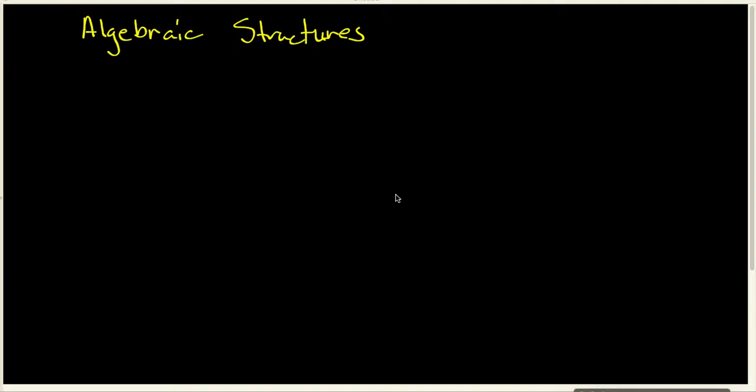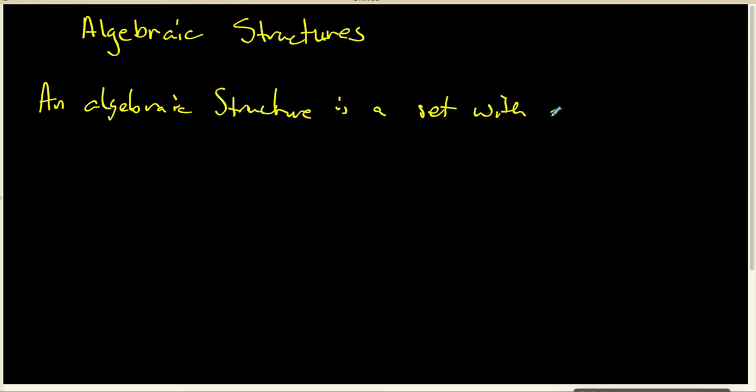In this video, I want to look informally at what is known in mathematics as an algebraic structure, because what we're going to be doing this semester in our study of modern algebra is looking at algebraic structures. Loosely, an algebraic structure is a set with either one or two well-behaved binary operations.